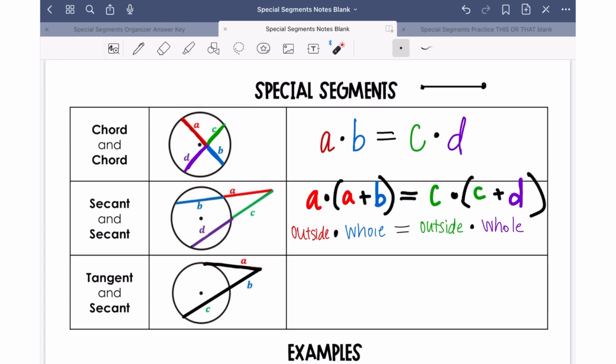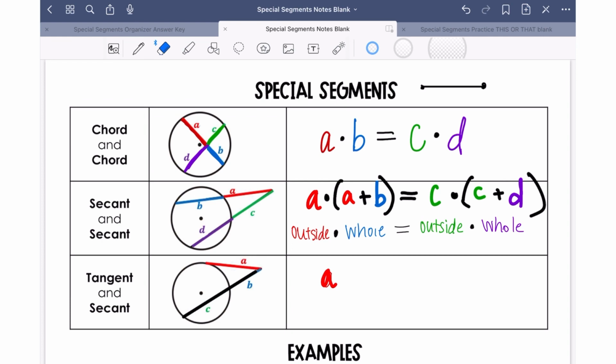So when you have a problem where you have these two types of special segments, this is the formula we use for this one. So get your colored pencil or marker or highlighter, whichever one you're using, and let's write the formula. We're going to start with the tangent part of the circle, which is A. Okay. So go ahead and highlight over that part, which is right here.